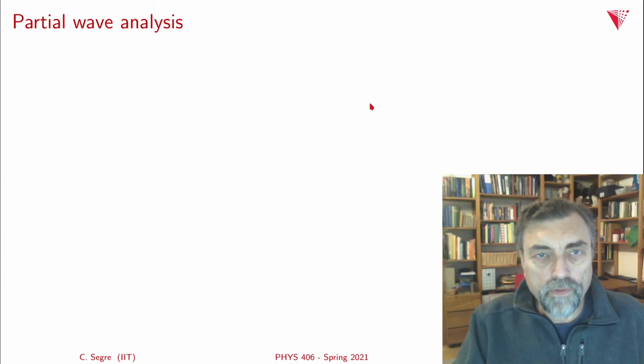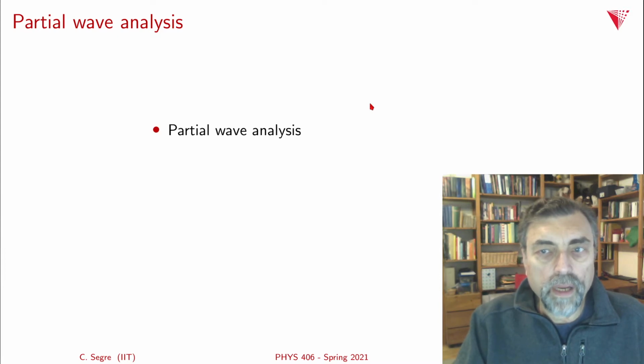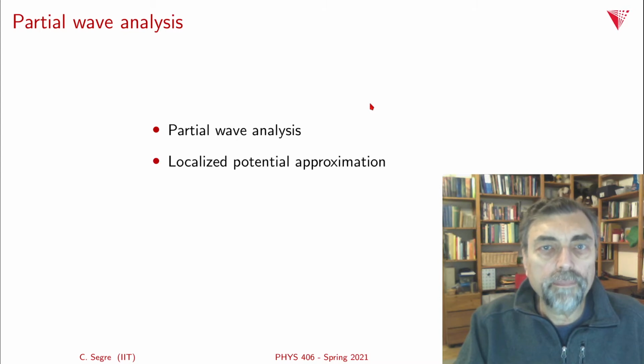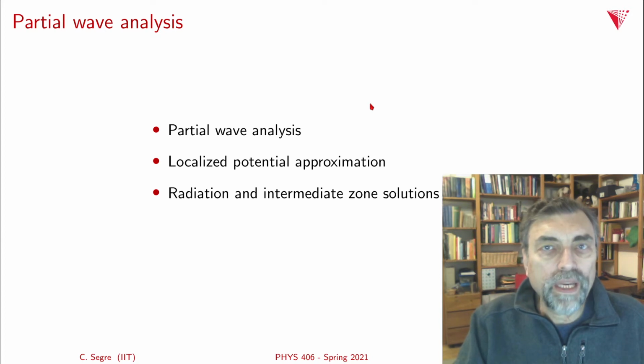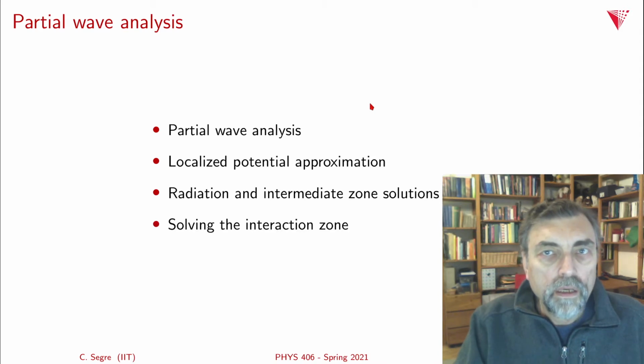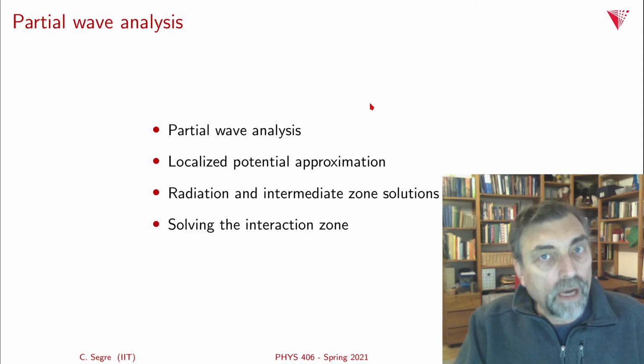In this video, we continue our discussion of scattering theory with partial wave analysis. We'll start by listing and defining what partial wave analysis is. Then we'll use the localized potential approximation. We'll talk about the radiation and intermediate zone solutions. And finally, we'll lay out how to solve the interaction zone, which is the final step in this partial wave analysis solution.